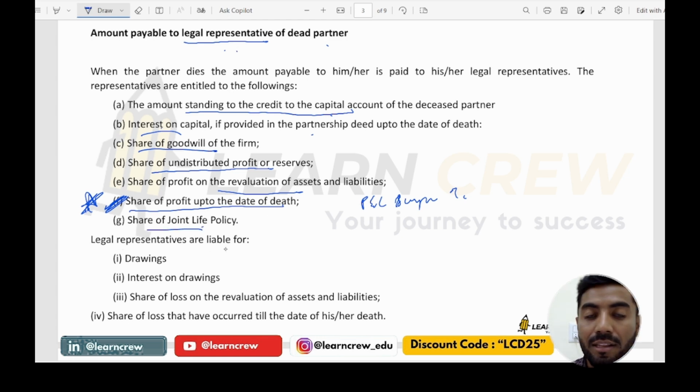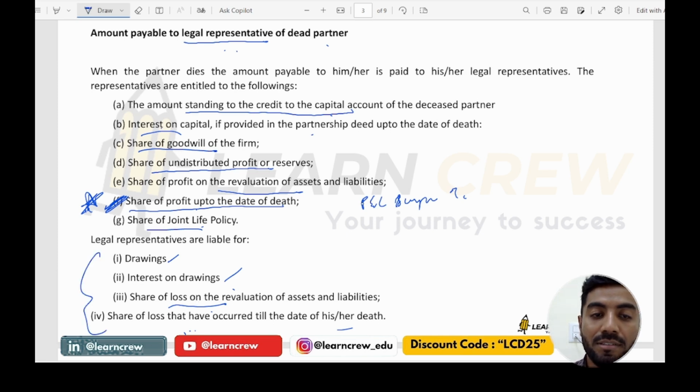What are the legal representatives liable to pay? That is interest on drawings. Drawings, if anything is there, that to be paid. Interest on drawings, share of loss and revaluation of assets and liabilities. If there's any loss, they are also liable to pay these amounts. So next is share of loss that has occurred till the date of his or her death. If the profit is there, that will be added to the payable balances. If it is a loss, the legal representative is liable to pay this balance. These are the four items for which they will be liable.